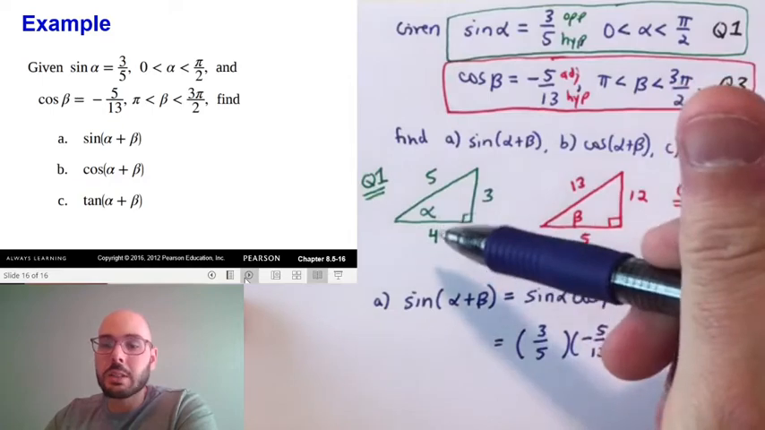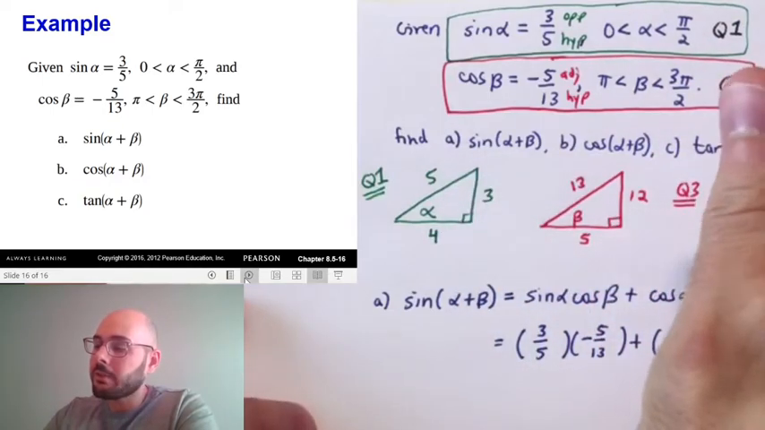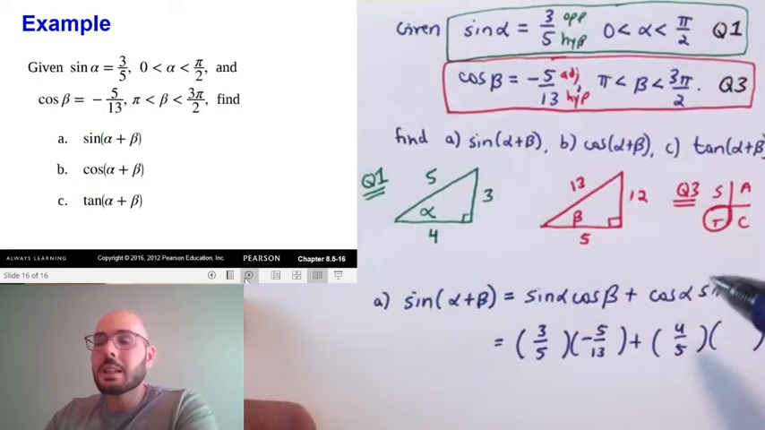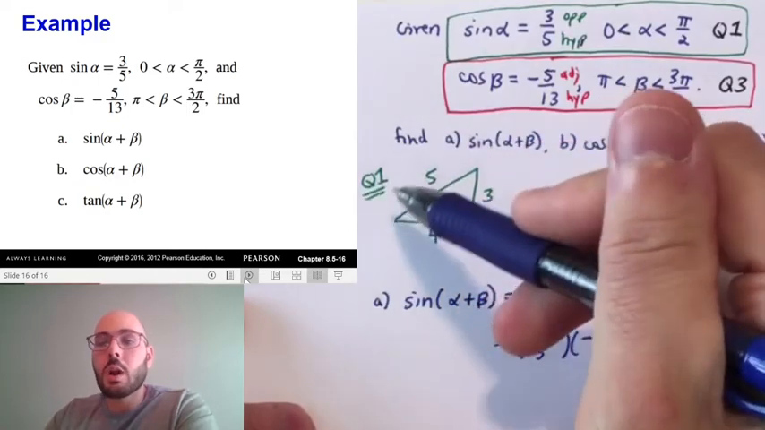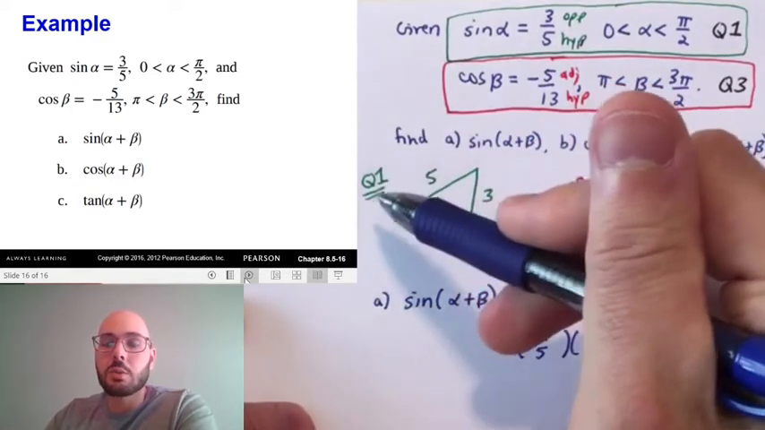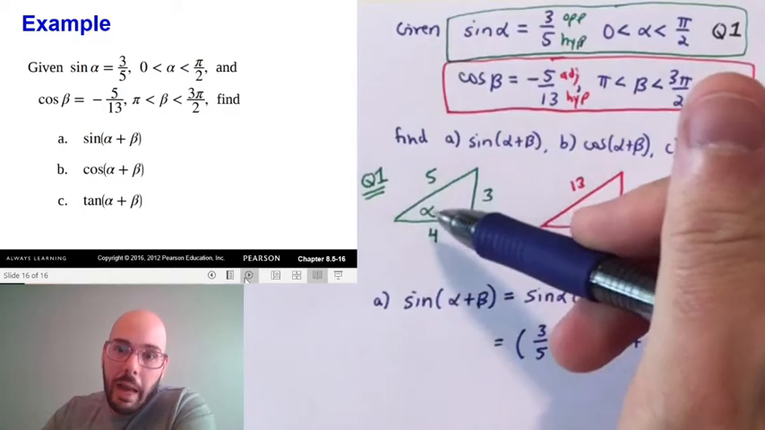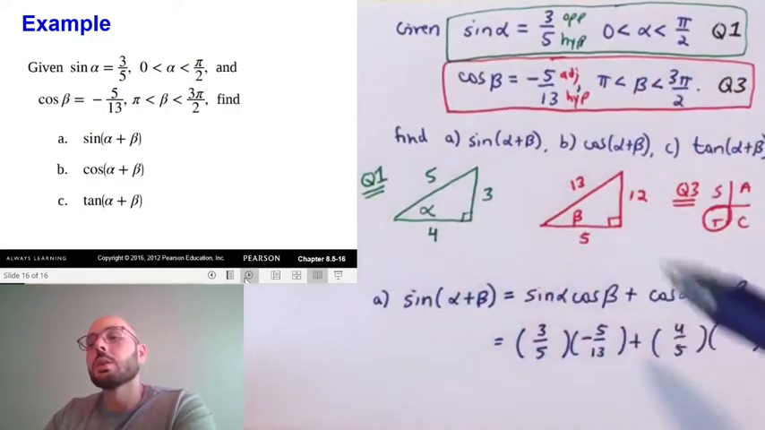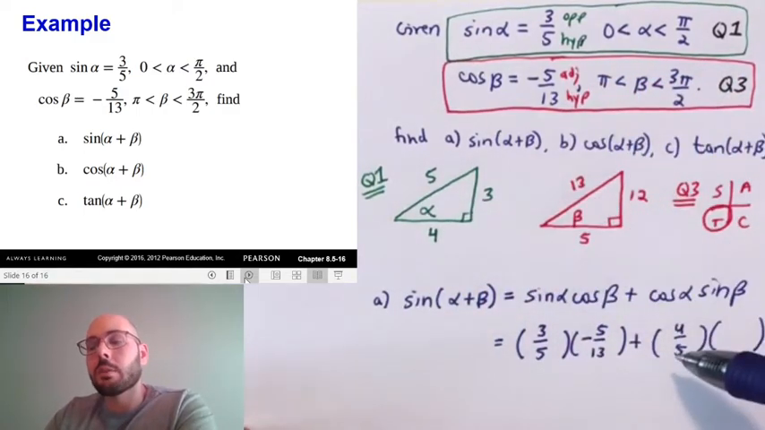Cosine is adjacent over hypotenuse. That's going to be 4 over 5. And it's going to be positive because we're in quadrant 1. Everything is positive in quadrant 1. And by we, I mean alpha. Alpha is in quadrant 1. So that must be a positive 4 over 5.